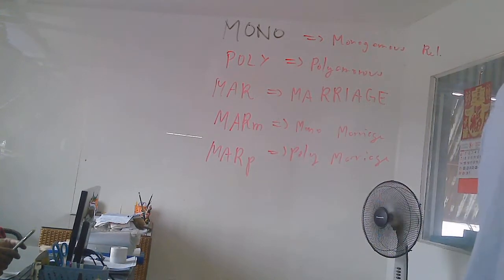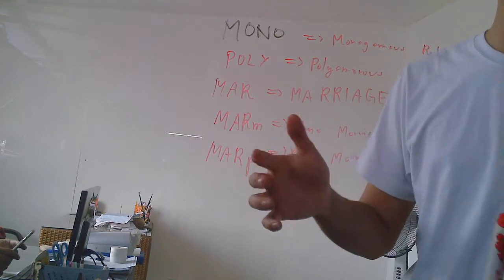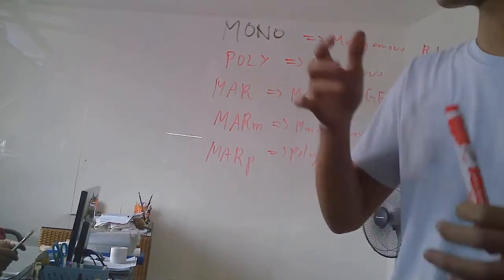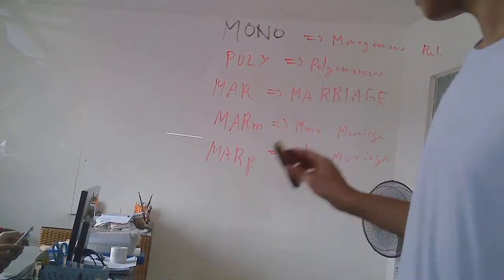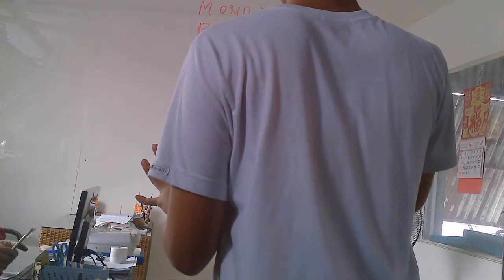And of course, there's also the 1, 2, 3, because we also want to state how many people are inside the relationship, right? We also want to say the cardinality. So cardinality of an abelian block is also a part of it. So poly, mar M, and mar B are all elements of, well, REL.